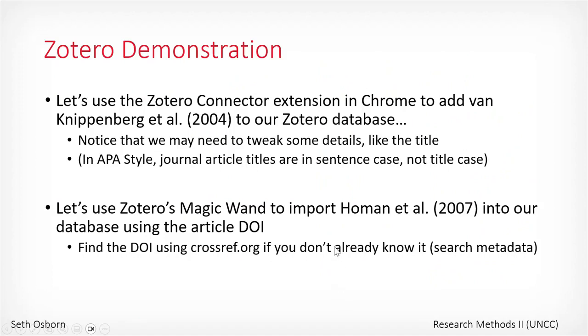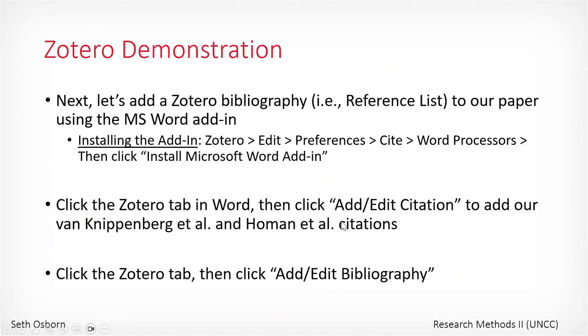Okay, so there are a couple of demonstrations for you for how to get the article into your database in the first place. Now, once it's in your database, how do we use Zotero to create a bibliography and add citations? The first thing you're going to need to do is get the Zotero add-in for Word. The way to do this is through Zotero, we're going to click Edit, Preferences, Cite, Word Processors, etc. I'll just walk you through that very briefly.